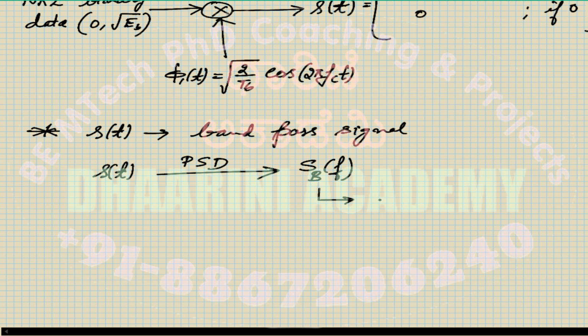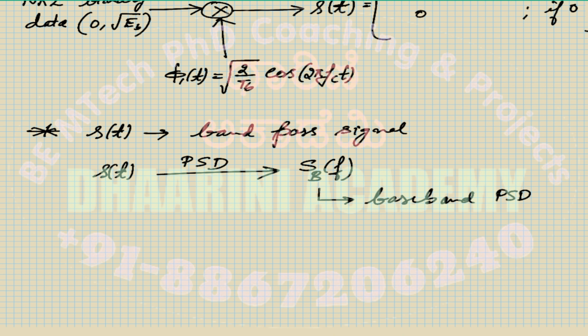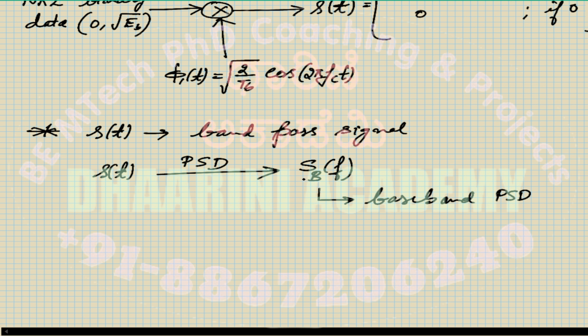So this is the baseband PSD, the baseband signal which occurs naturally. S of T occurs naturally, let's assume. Okay, so if this is the SB of F, now what is the SB of F we are looking for, for ASK, right?